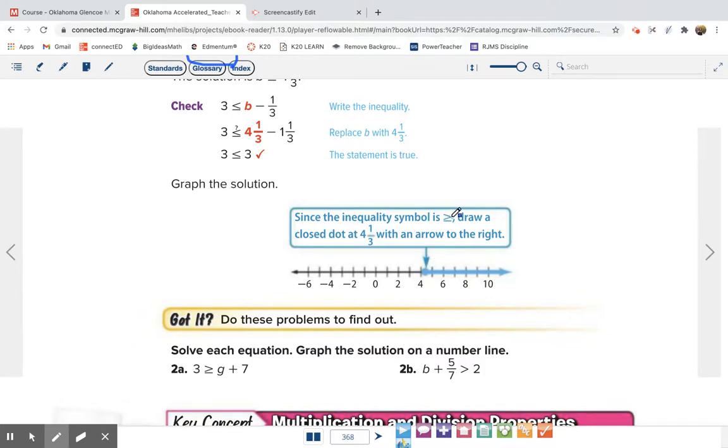So it is greater than or equal to, or less than or equal to. So it is a closed-in circle. And b is bigger. 4 and 1/3 is smaller than b. So it's going to the right.